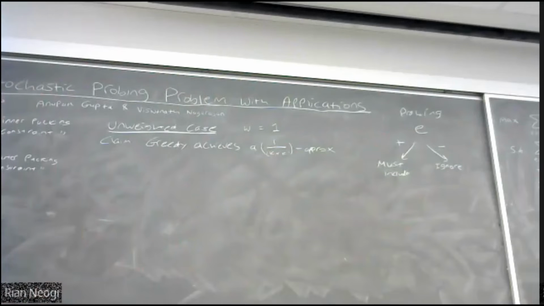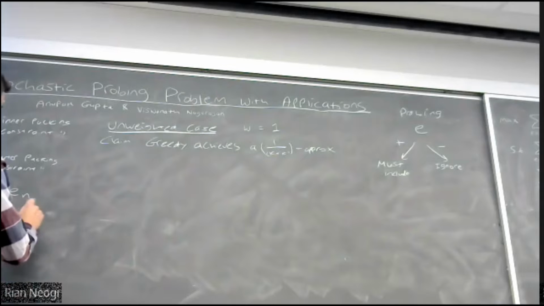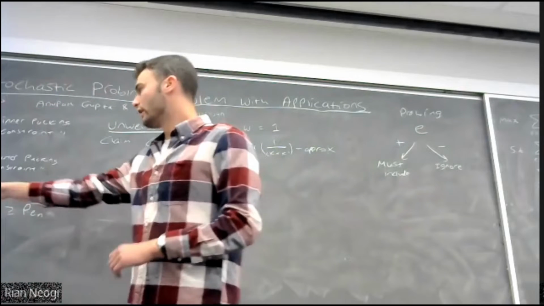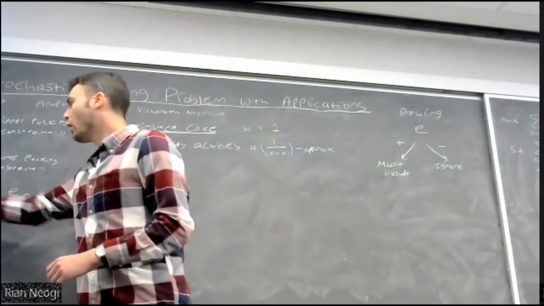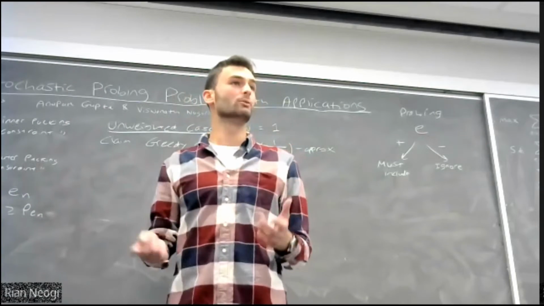But before that, I will just explain the greedy algorithm. So it works as follows. We're going to order the elements of our ground set in non-increasing order of their probabilities of being active. So the probability E1 is active is at least the probability E2 is active, all the way up to En. So we're going to order them like this. And then the greedy algorithm is going to go over in this order, and it's going to probe the element whenever it's feasible to do so.